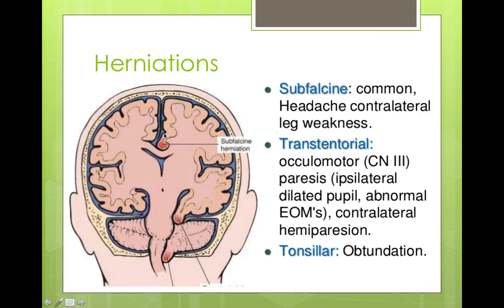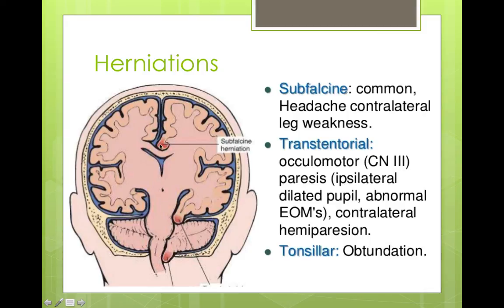Imagine a fence which has a hole in the lower part, so you cannot go through the fence unless you're a ghost or like Arnold Schwarzenegger. So you have to sneak in that hole. The same thing, so this part sneaks in there. So that is called a subfalcine herniation. It's subfalcine, it is below the falx herniation.